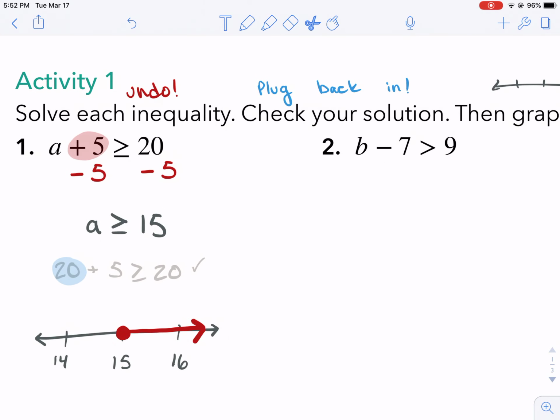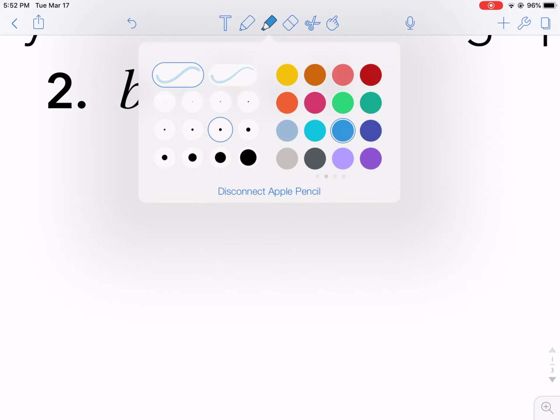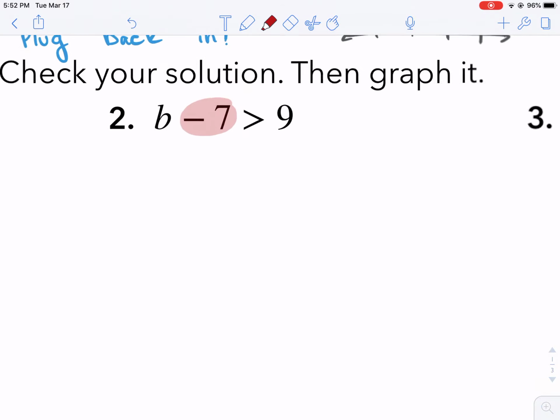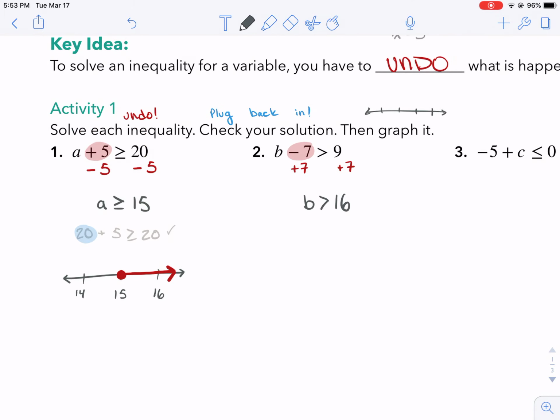So our first step to solve the inequality, we want to undo what is happening to our b. What's happening to our b? Well, we've got a minus 7. To undo our minus 7, we need to add 7. Of course, we add 7 to both sides. So on this side, b stays the same. Minus 7 plus 7, those cancel each other out. Like this, b is greater than 9 plus 7 is 16. So we undid the minus 7 by doing plus 7.